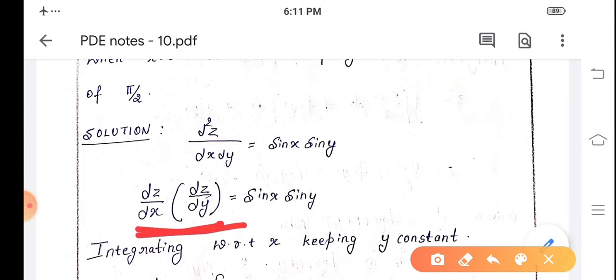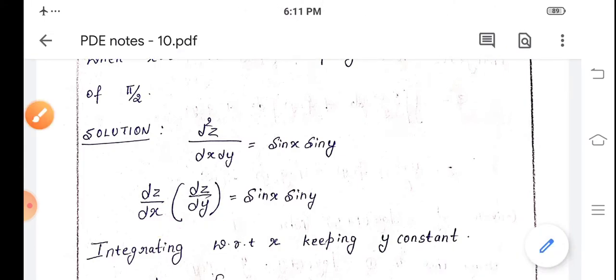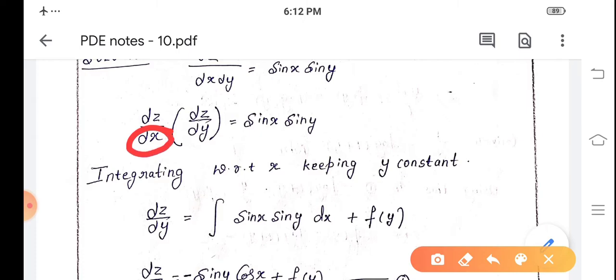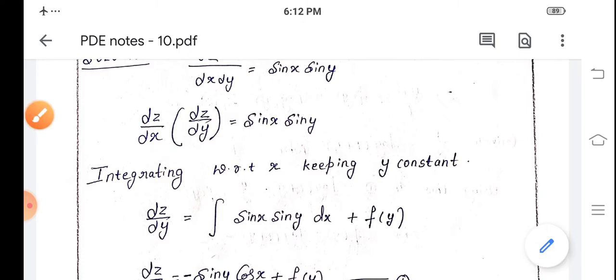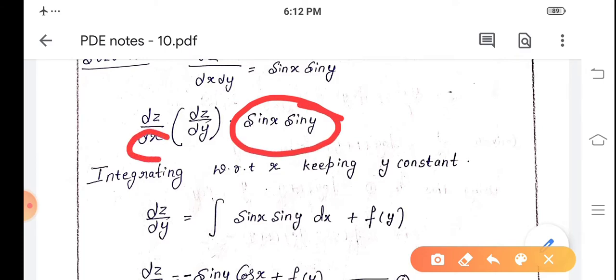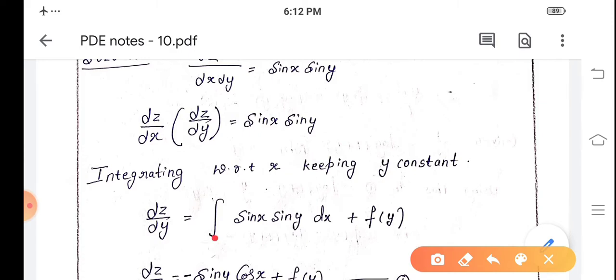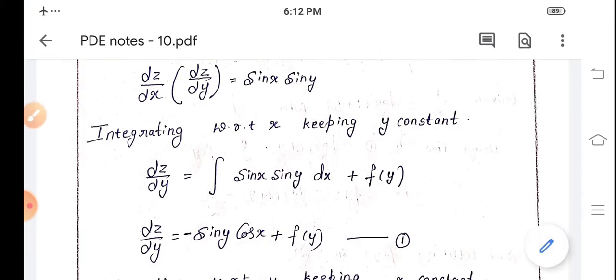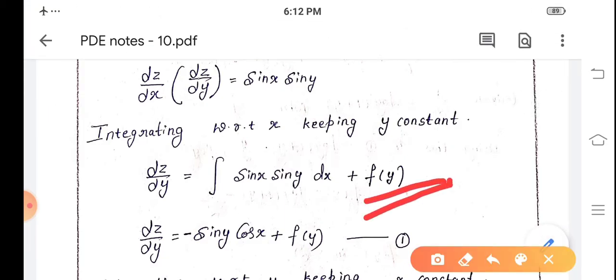We write it as ∂/∂x of (∂z/∂y) = sin x sin y. Now, in the first step, we integrate with respect to x, keeping y constant. So, integrating with respect to x, keeping y constant, we obtain ∂z/∂y = integration of sin x sin y with respect to x. When we integrate with respect to x, we write the integration constant as a function of the other variable, that is y. So, f of y.